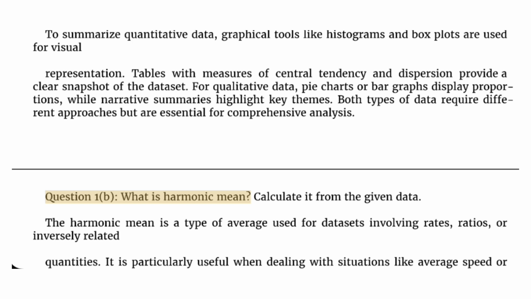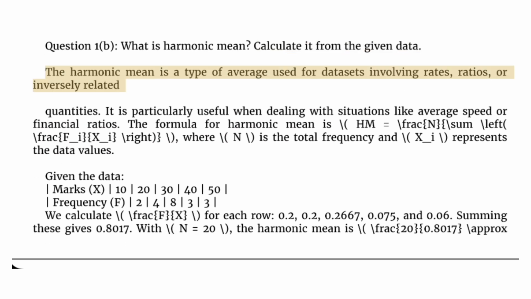Question 1b. What does harmonic mean? Calculate it from the given data. The harmonic mean is a type of average used for datasets involving rates, ratios, or inversely related quantities. It is particularly useful when dealing with situations like average speed or financial ratios.